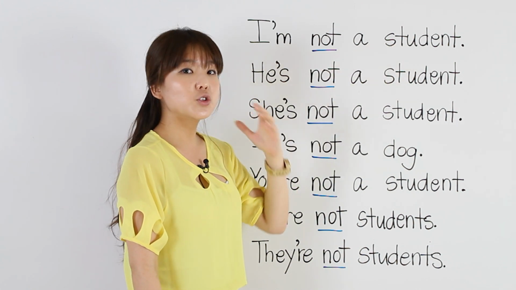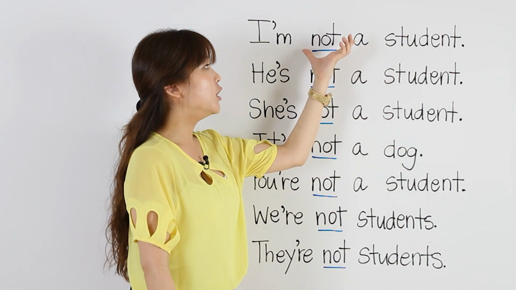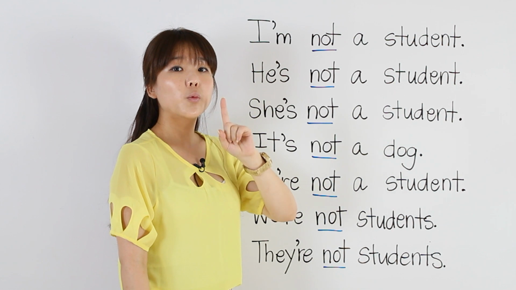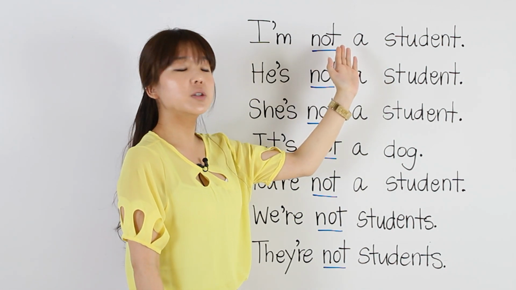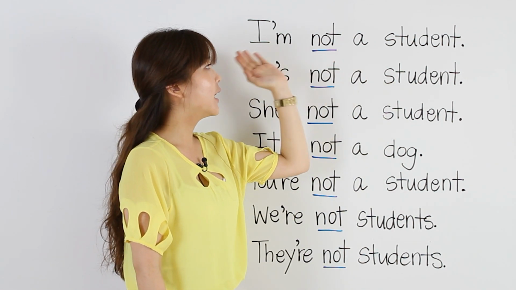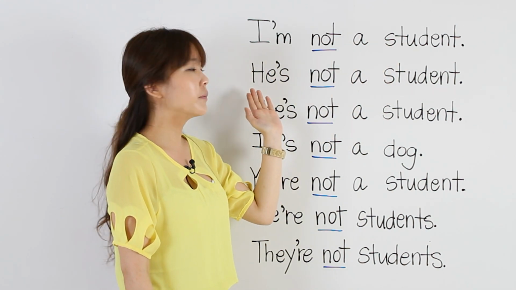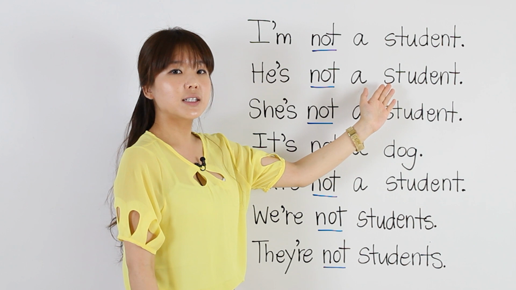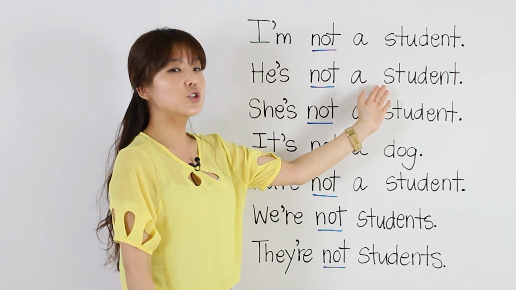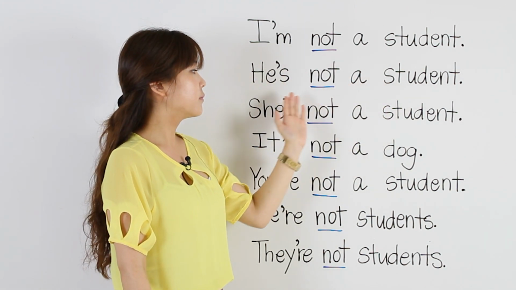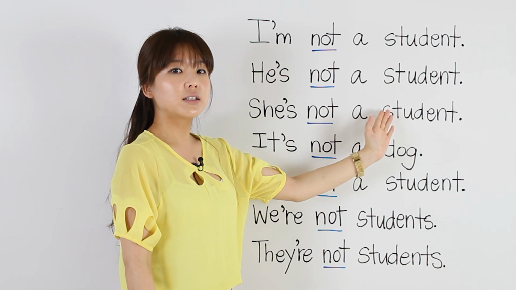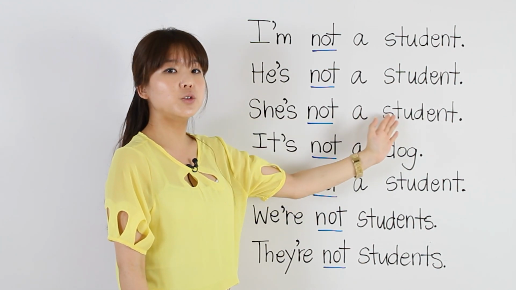Okay, now also listen carefully. Not sounds like one word. I'm not a student. I'm not a student. Okay, let's look at the next one. He's not a student. She's not a student.